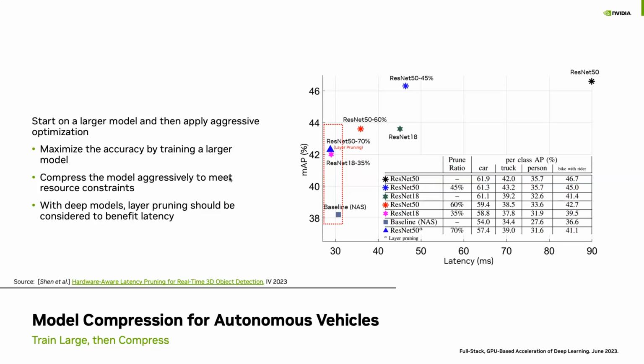So again, if you want to have a good overall performance of your model, we would suggest that we first optimize the accuracy, trying to train a larger model, and then compress that aggressively to meet some certain requirement. That would potentially give you a better performance. And when the original model structure is a very deep network, then layer pruning might need to be considered to make sure that we can reduce some data movement between different layers so that we can benefit the latency more.